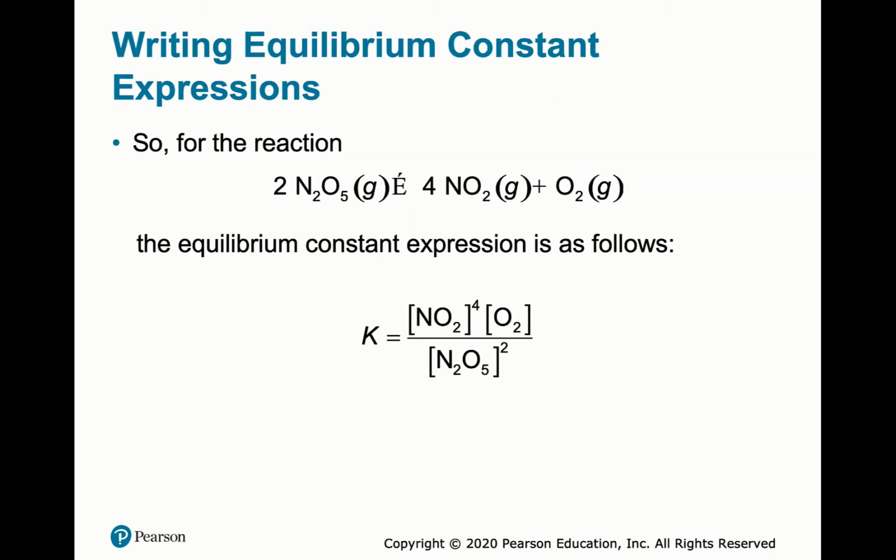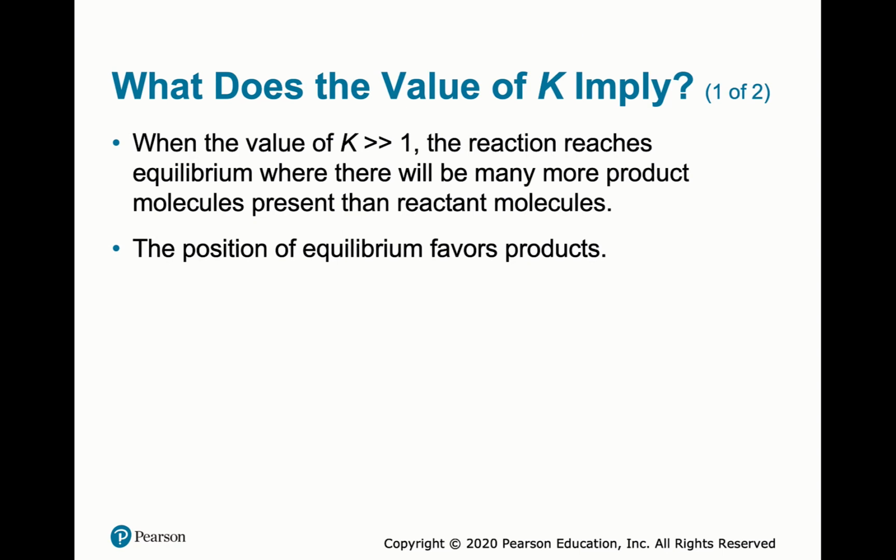For this reaction, you have 2N2O5 in equilibrium with 4NO2 and O2. You have the expression: over the products, NO2 to the fourth, because there's a 4 in front of the NO2, times the concentration of oxygen, divided by the reactant N2O5 squared. So what is the value of K?